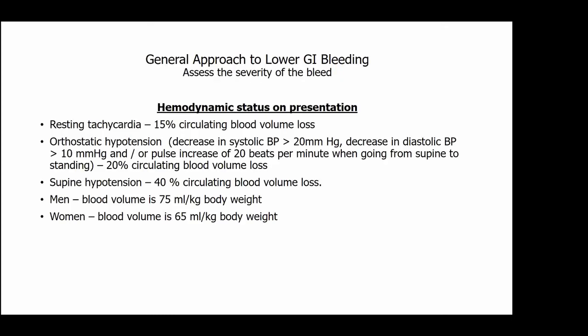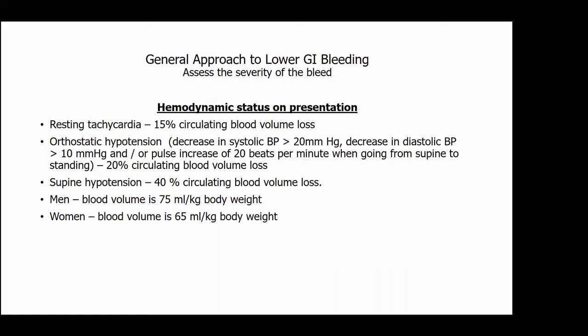So now let's talk about assessing the severity. As I said, there are two things you have to assess. The first one is the hemodynamic status on presentation. If a patient has a resting tachycardia, they've lost about 15% of their circulating blood volume. If they have orthostatic hypotension, they've lost about 20% of their circulating blood volume. And if they have supine hypotension, they've lost about 40% of their circulating blood volume. So you can see it's fairly easy to calculate how much fluid or how much volume you should replace initially.